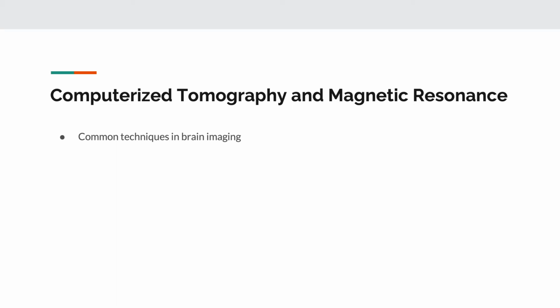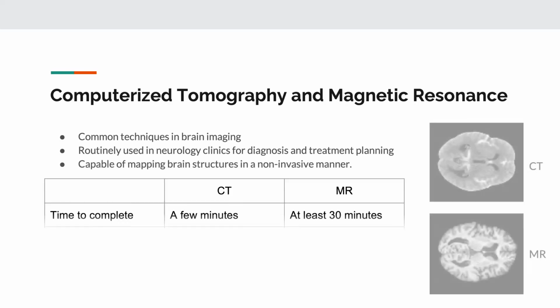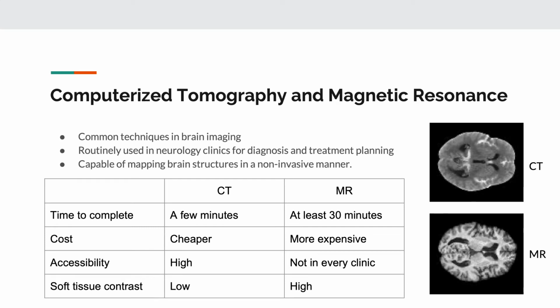Computerized tomography and magnetic resonance are two common imaging techniques used in brain imaging. They are both routinely used in neurology clinics for diagnosis and treatment planning, and are capable of mapping brain structures in a non-invasive manner. Compared to MR scans, CT scans are usually cheaper and faster to obtain. In many small clinics, magnetic resonance is not accessible.